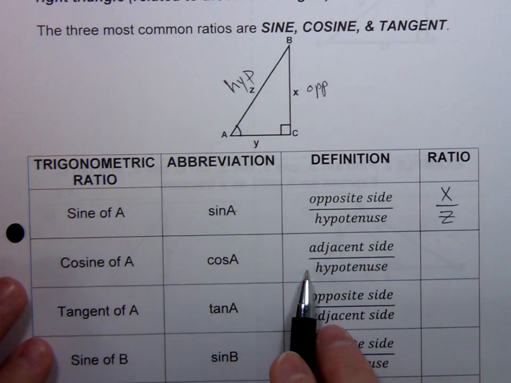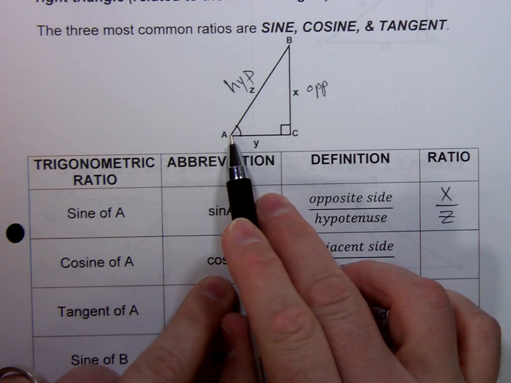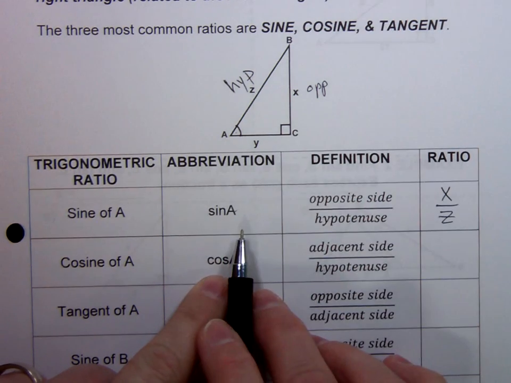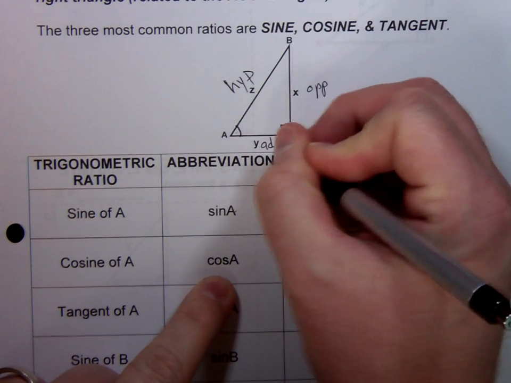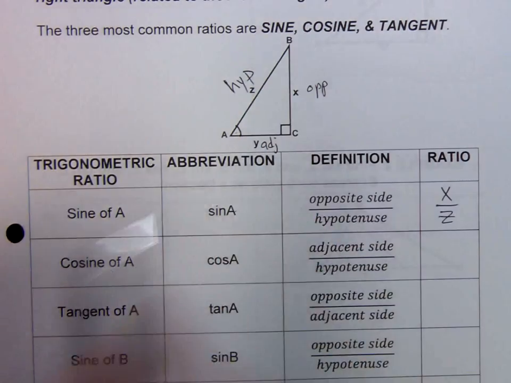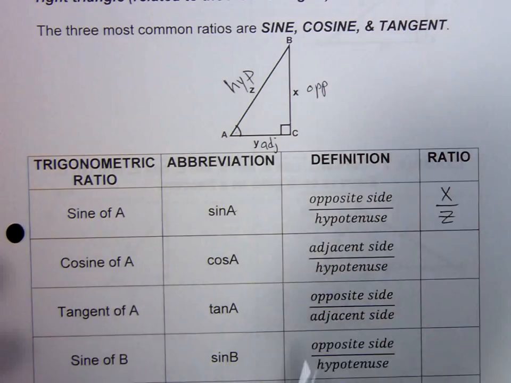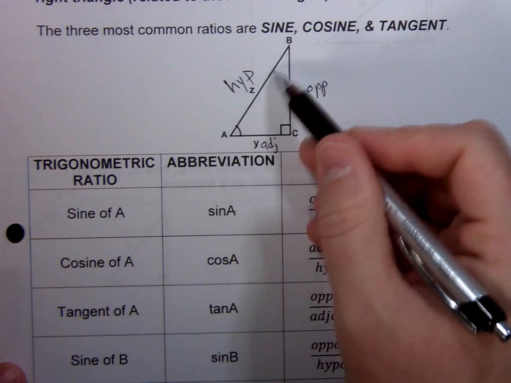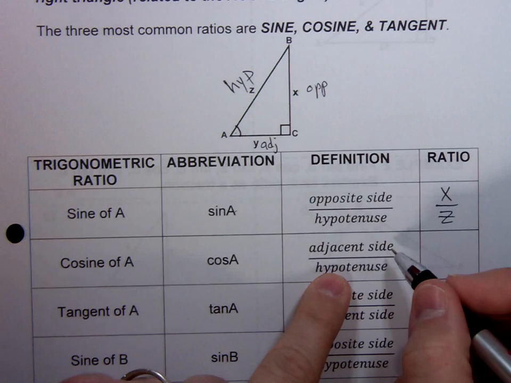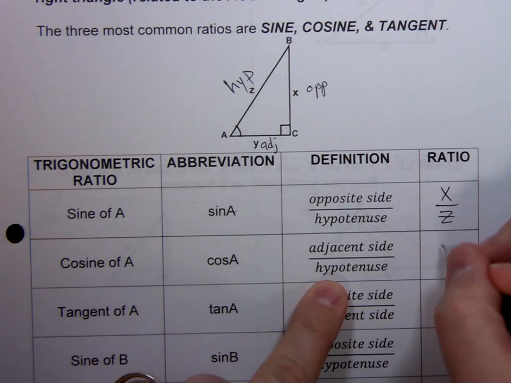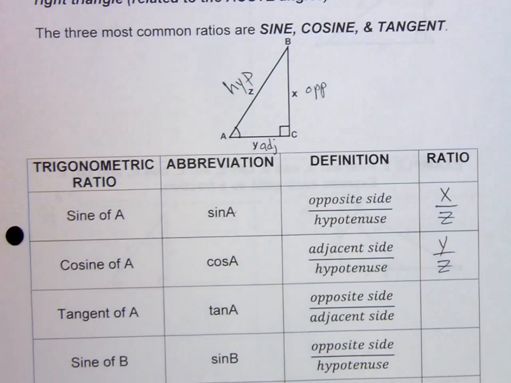Cosine is always adjacent over hypotenuse. So if I'm doing cosine of angle A, the adjacent side, well, obviously there's only three sides to a triangle. I've already labeled this opposite and this hypotenuse. That means this side over here would have to be the adjacent side. Adjacent is when they're adjoined, connected, touching side by side, and it can't be this one because that's the hypotenuse. So this side right here is the adjacent. Adjacent side is y, hypotenuse is z, so the cosine of angle A would be y over z.